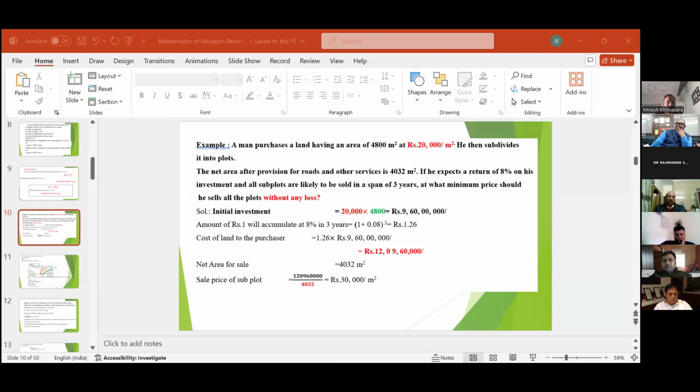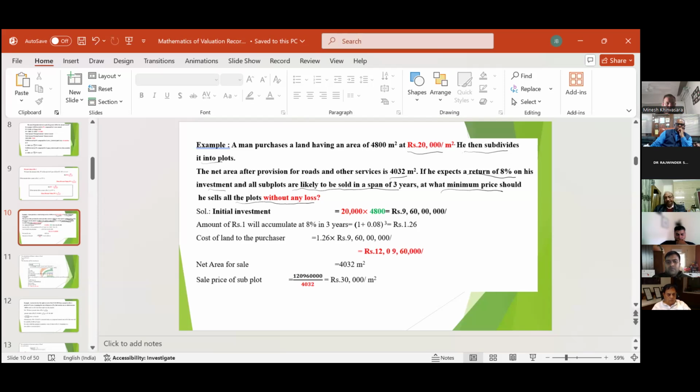See here, a man purchases a land having an area of 4,800 square meter at 20,000 per square meter. He then subdivides it into plots. The net area after provision for roads is 4,032 square meter. If he expects a return of 8% on his investment, all the subplots are likely to be sold in 3 years. At what minimum price should he sell all the plots without any loss?